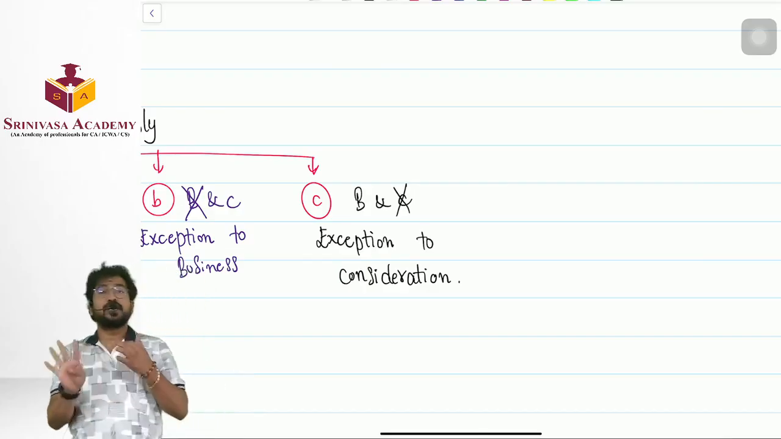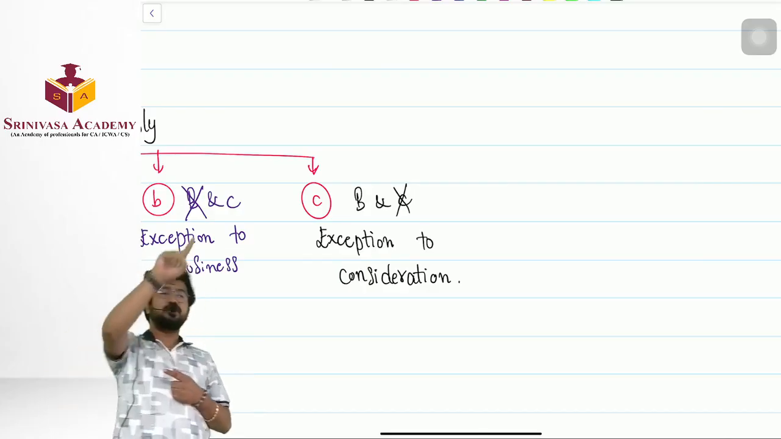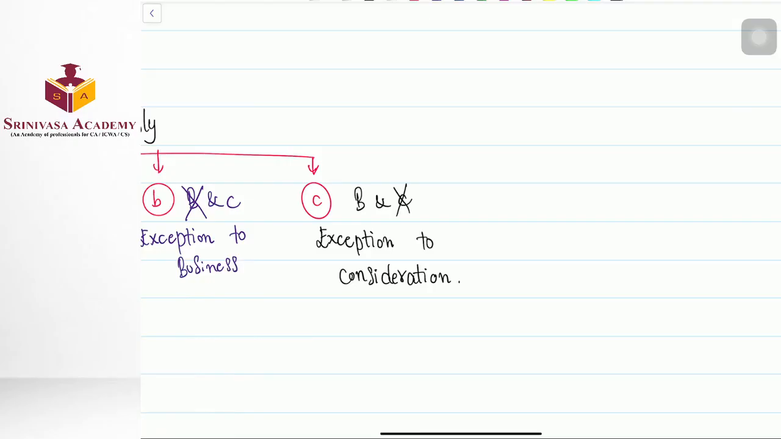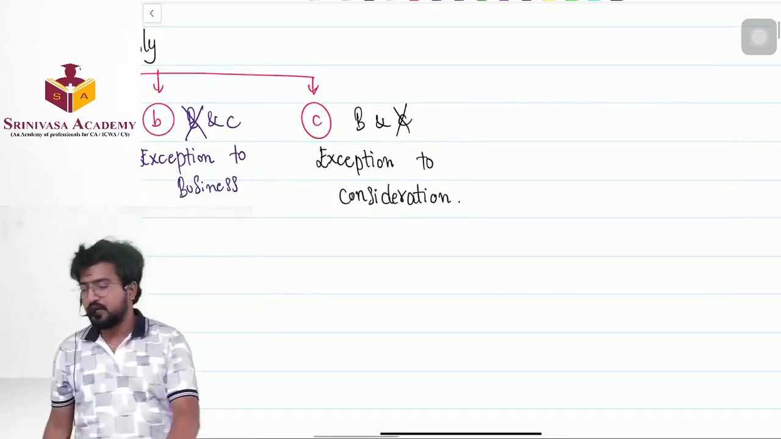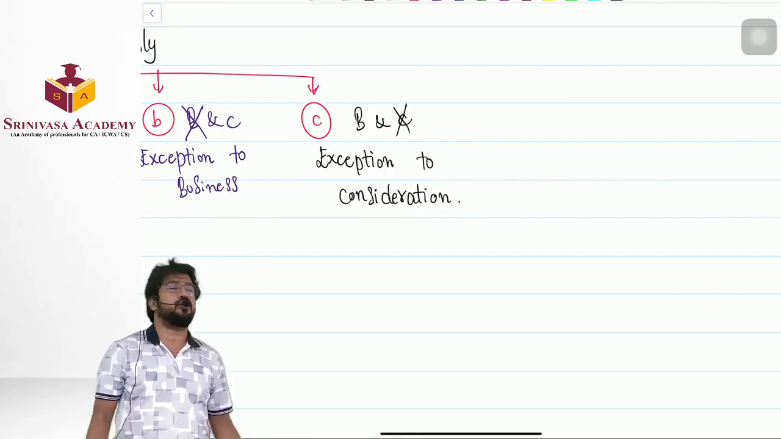But in these 4 cases, even though there is no consideration, we still call it supply. Am I clear? How many cases? 4 cases. Where is it given? Schedule 1. So Schedule 1 is supply without consideration. Shall we move on?